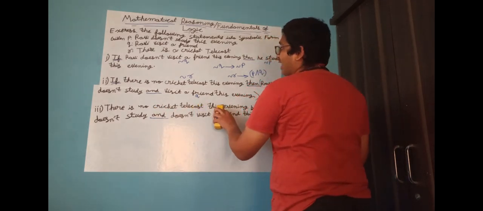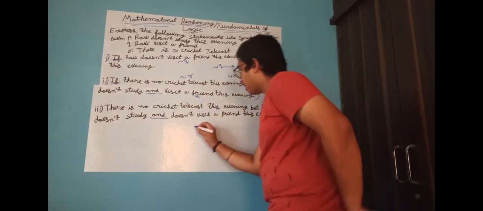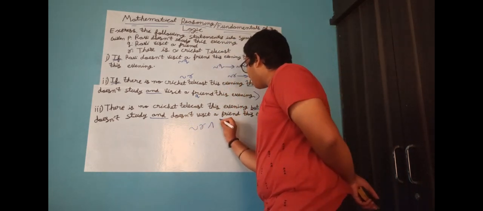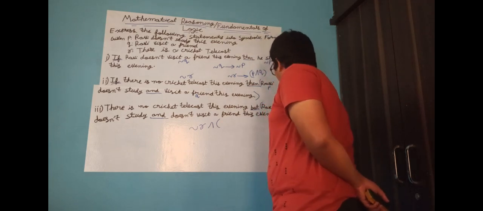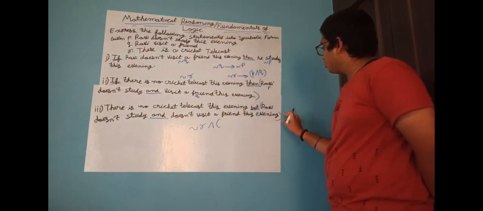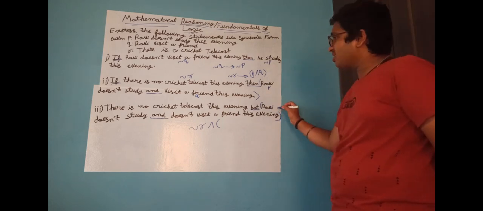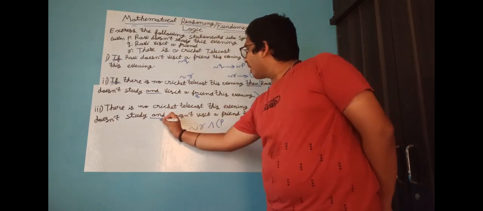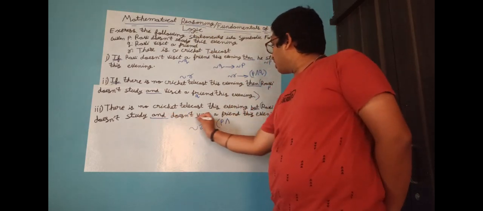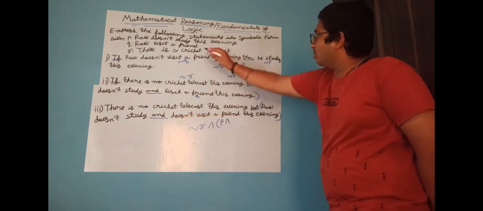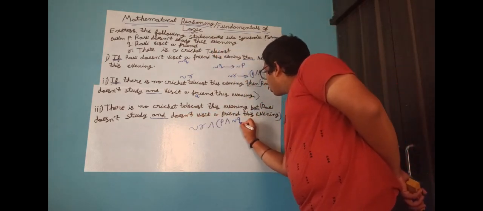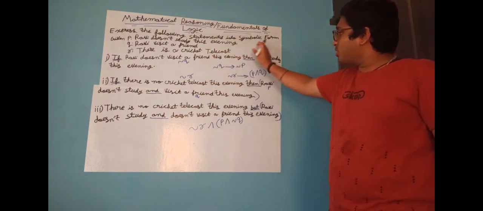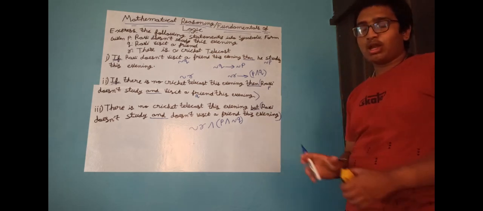Now we will see. There is no cricket telecast means negation R. Negation R, "but" is there, meaning conjunction. Now from here it will be entirely the second statement. What is the second statement? Ravi does not study. Write P as this. Again "and" is there. Does not visit a friend means negation Q. This is the representation of the given three statements in symbolic form. Make a note of it.